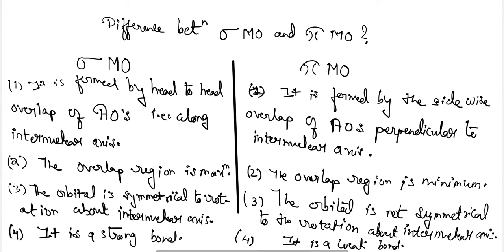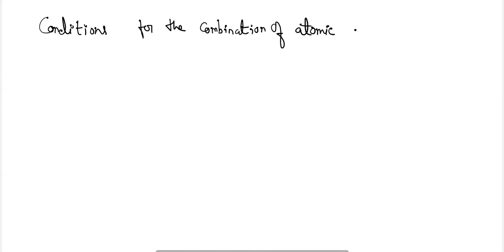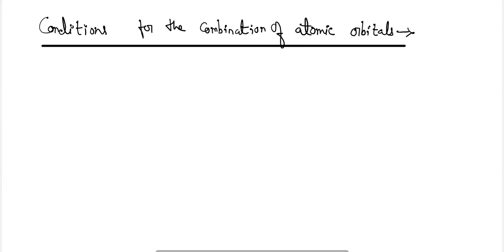Now let's see the conditions required for the combination of atomic orbitals. What are the conditions which are required for the combination of the atomic orbitals? So the main conditions for the effective combination of atomic orbitals.